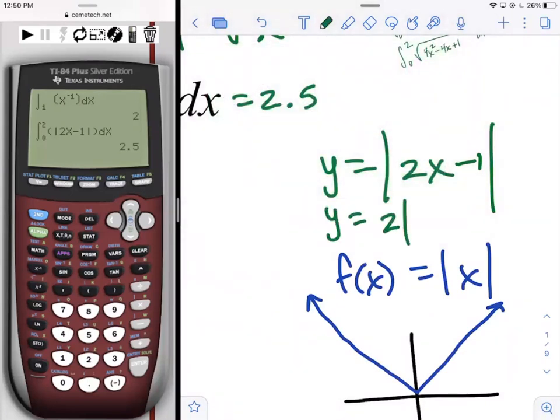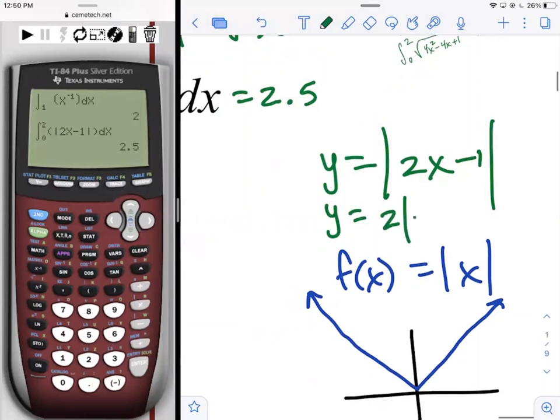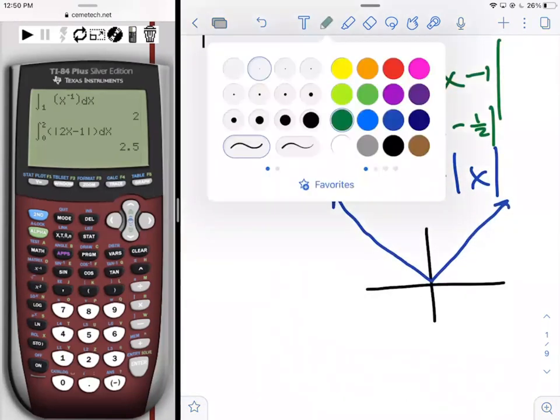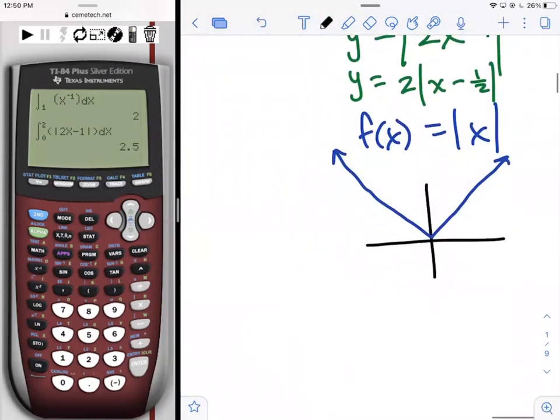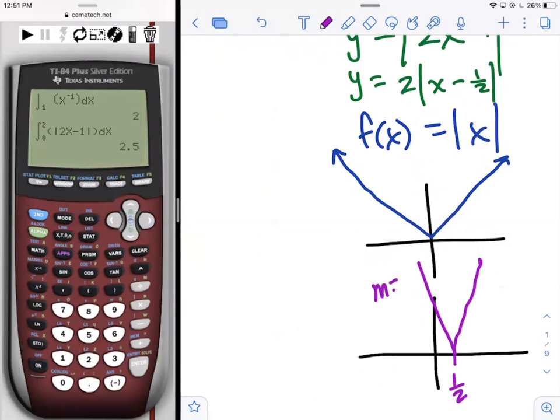So I could factor a 2 out of the absolute value, and that leaves me x minus 1/2. Okay, I know what that does, right? Y'all know what it does? What does the 2 do to any graph, including this? Stretches it vertically by a factor of 2. So now the slope is -2, +2. And what does the minus 1/2 do? To the right. Yeah. So there's 1/2. And this slope to the left is -2, and the slope to the right is +2.